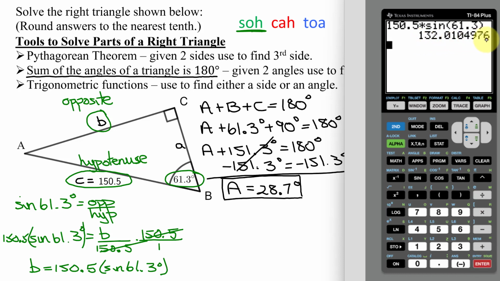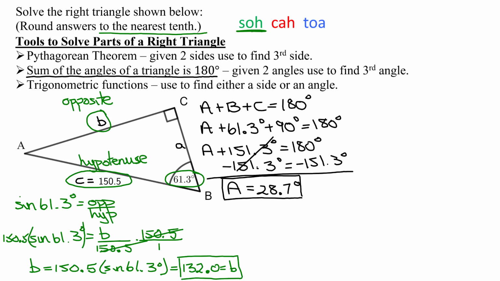So here's my answer. I need to round it to the nearest tenth. That's the position of the 0. The 1 is not going to round that up. So my answer is 132.0. So that is the value for side B.